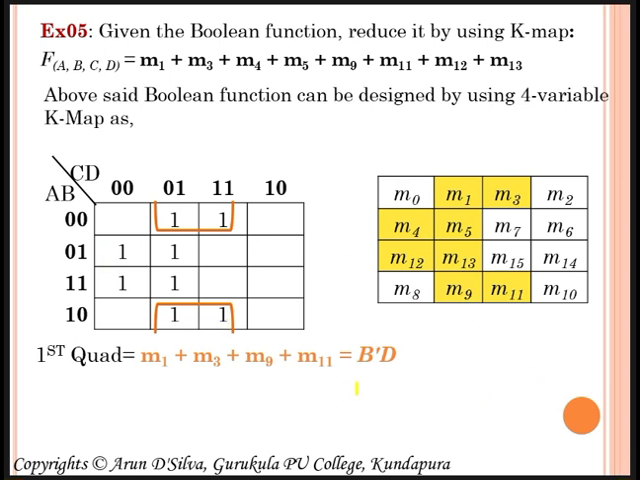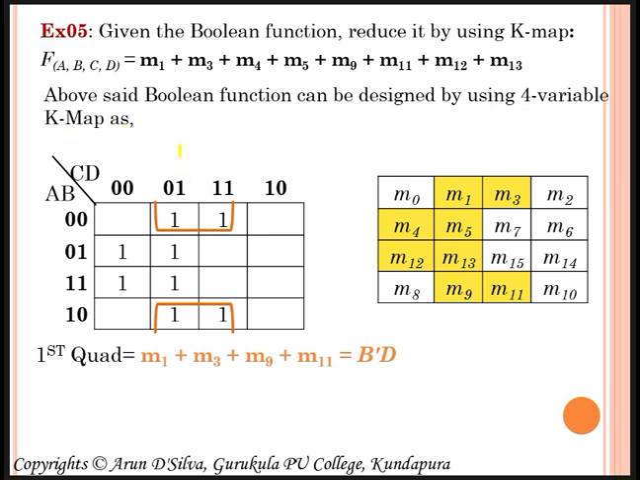Now we'll see how we can get the reduced mean term of this quad. This quad belongs to the first row and the last row of the map. In the first row AB value is 0 0. In the last row AB value is 1 0. That means A value changes, 0 and 1 is there, but B value remains 0 itself. Therefore we have to consider B from the row side. So B dash it becomes, because value is 0.